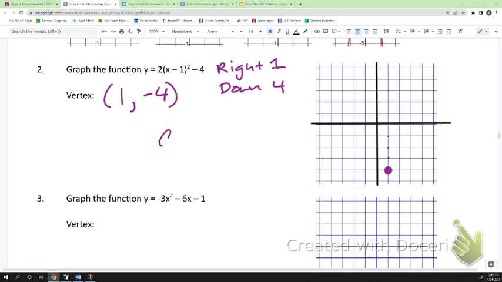Now my a value is 2. So to get to my next point, I'm going to go right 1 and up 1, 2. I'm going to go left 1 and go up 1, 2. Here is the sketch of my parabola.